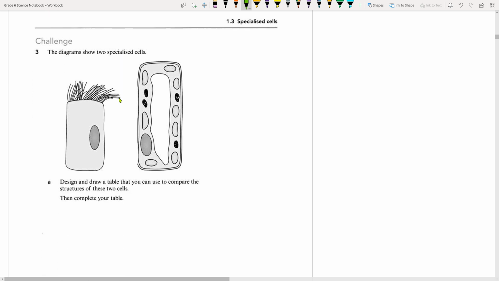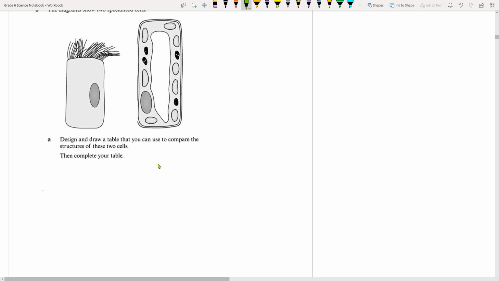Okay, next one. Question number 3. The diagram shows two specialized cells. Design and draw a table you can use to compare the structures of these two cells, then complete your table. If you compare this, one is an animal cell, one is a plant cell, that is fairly visible because this doesn't have a cell wall, and this one has a cell wall. So this is a plant cell, generally a mesophyll cell, and this is a ciliated cell, which is in the nasal cavity or in the lungs. So it is fairly visible that it's an animal cell versus a plant cell.